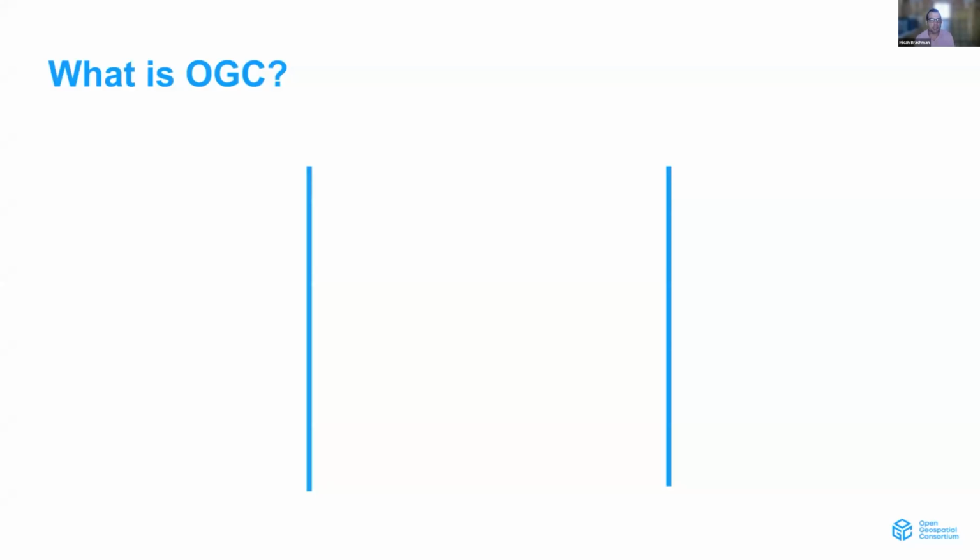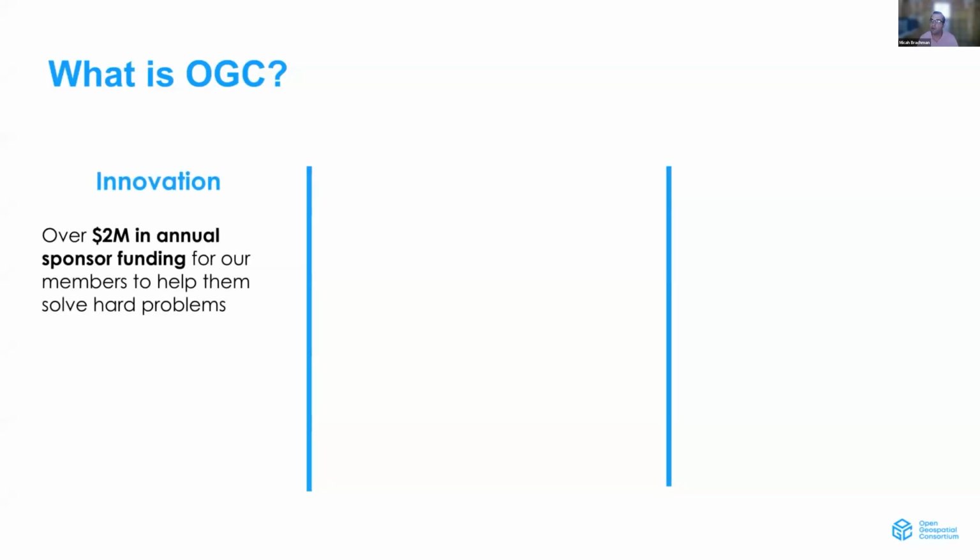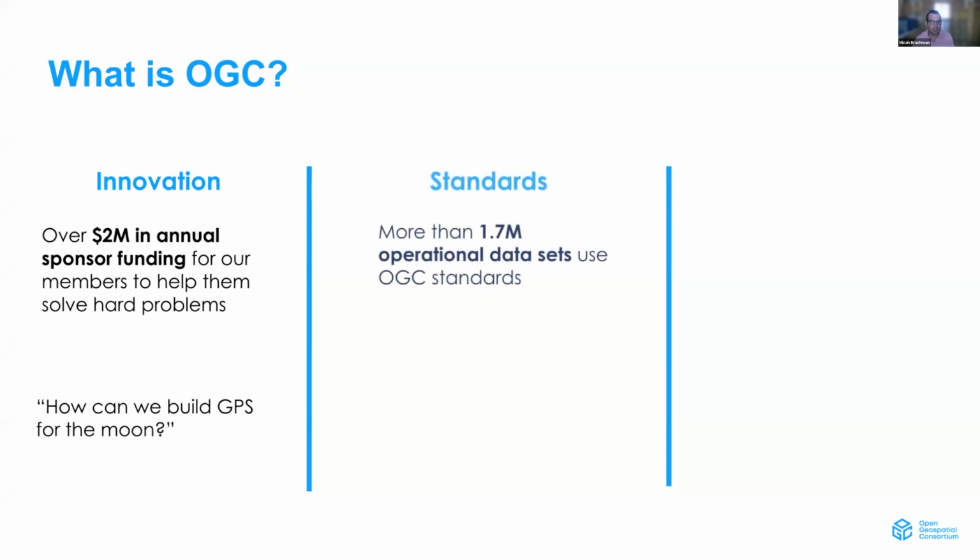So what is the OGC? Really quick overview. First of all, we're about innovation. We have an innovation program, and through this program we have over $2 million in annual sponsor funding. Basically, our big government sponsors, NASA, NGA, and the US Army, give the OGC money, which is then distributed to our members to help them solve hard problems. So our members have funding available through our sponsors. One of the problems we're working on right now is how to build GPS for the moon. It's a really tough problem to solve, but one that we're actively working on with some funding from NGA.